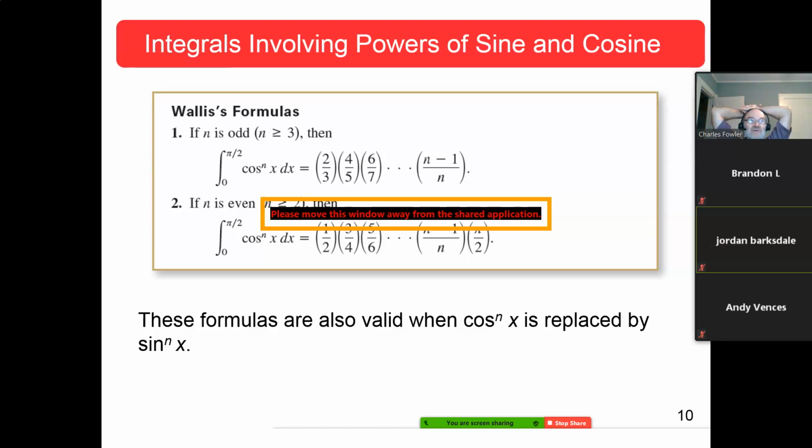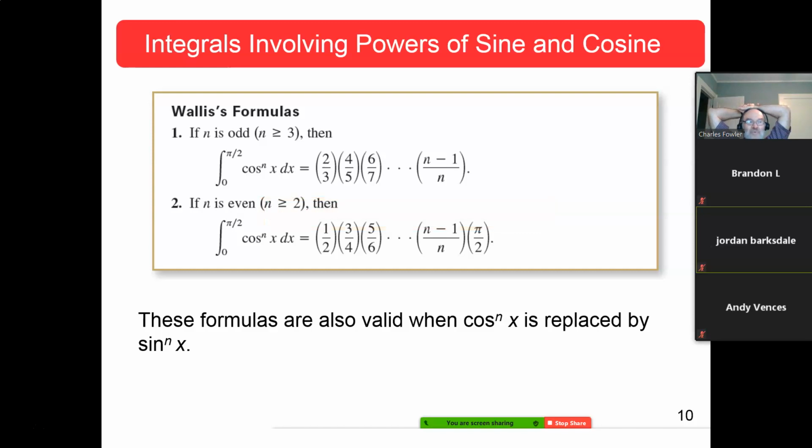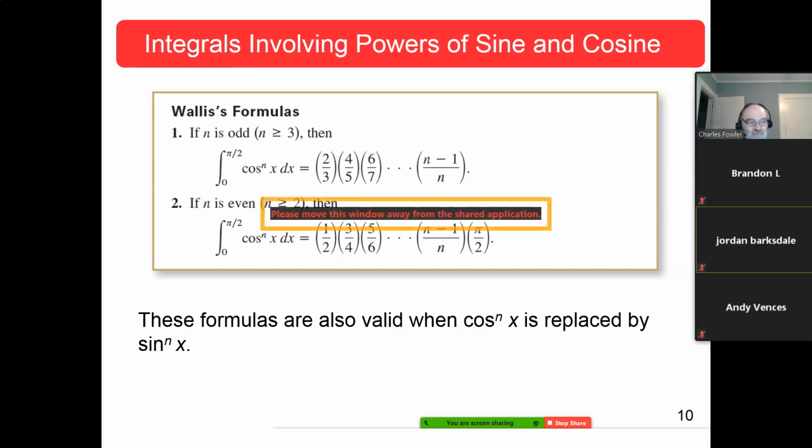And we're in October, but don't have much longer left in October. So if you get it in this month, you still get your 2 bonus points. But if you turn it in November, you only get 1 bonus point. If you turn it in December, you just get your grade. Okay. So, any questions? Wallace's formulas.